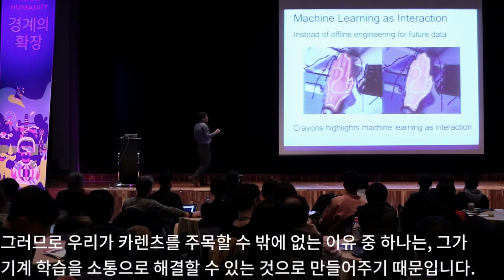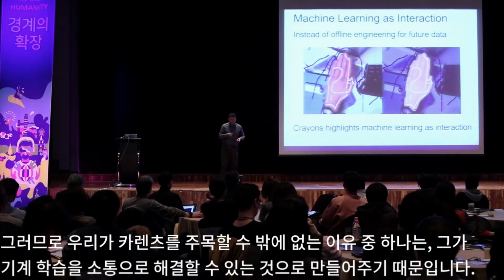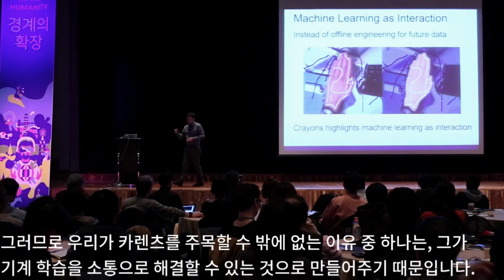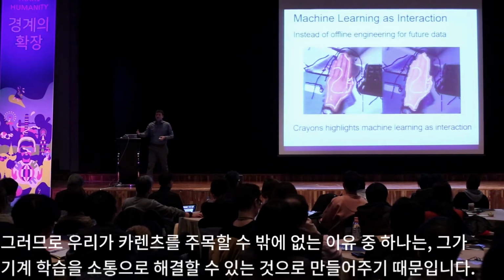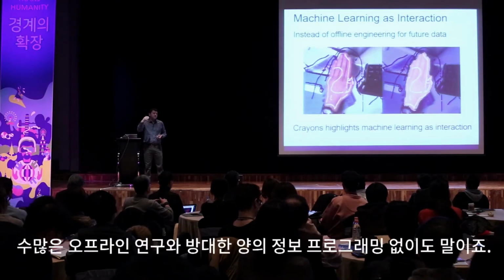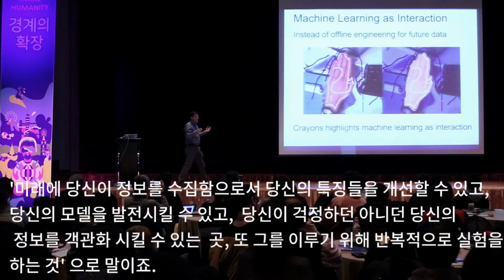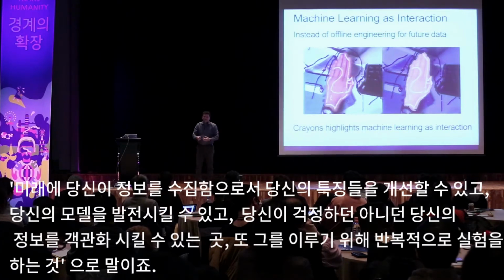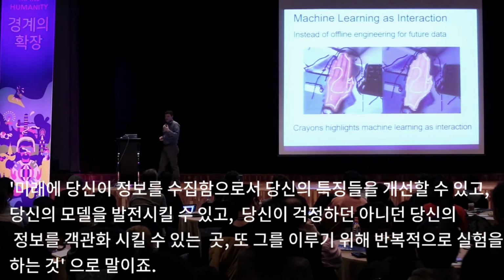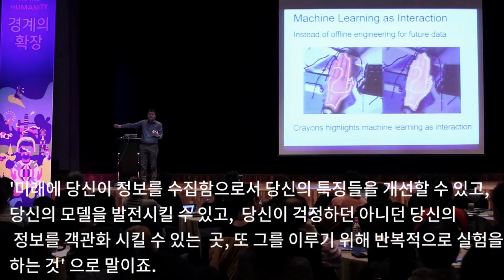So the thing that's so compelling about Franz is that it casts machine learning as something you solve with interaction instead of with a bunch of offline analysis and data programming, right? Machine learning is traditionally thought of as this thing where you gather your data, you engineer your features, you develop your model, you worry about whether or not your data is going to generalize onto unseen data in the future, and you do experiments to try to do that.